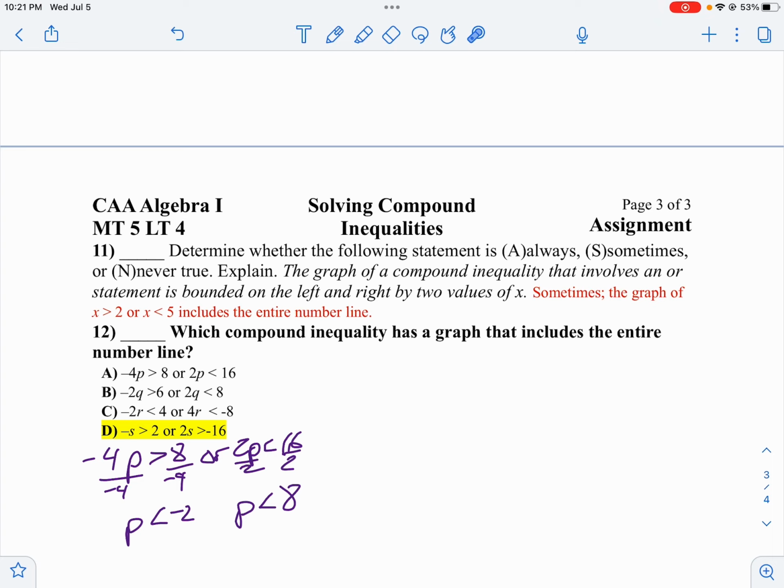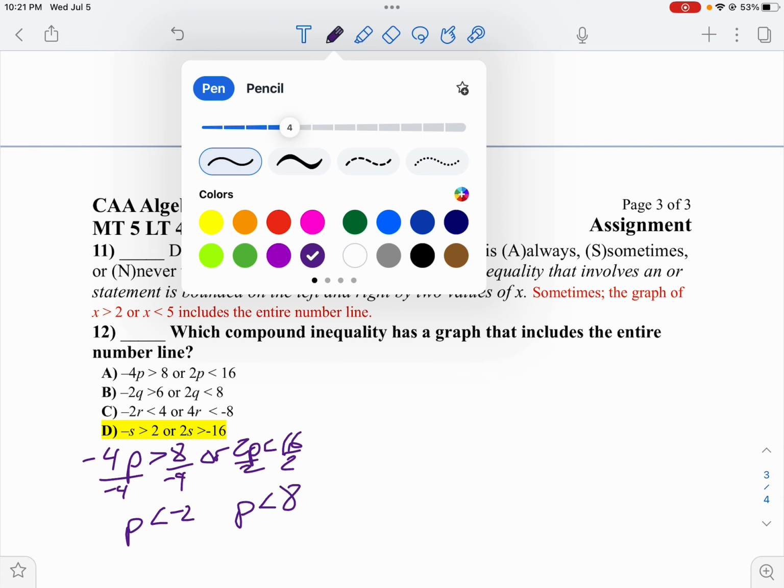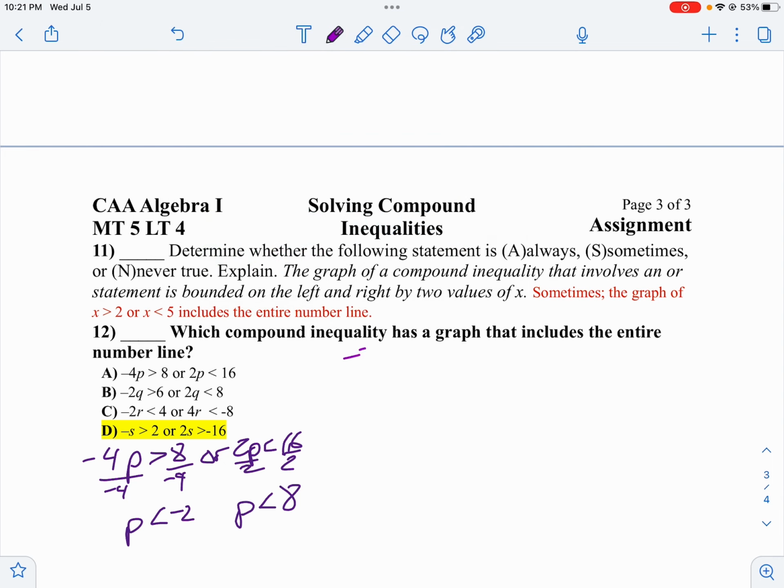Okay, let's take a look at letter B. I've got negative 2q is greater than 6. So divide by negative 2. Q is less than negative 3. Or, if I have 2q is less than 8, I'll divide by 2. Q is less than 4. Notice, once again, they both go the same direction, so that's not the whole number line.